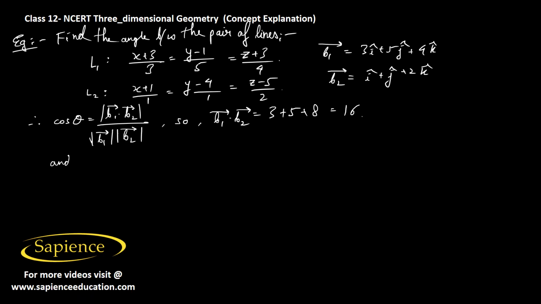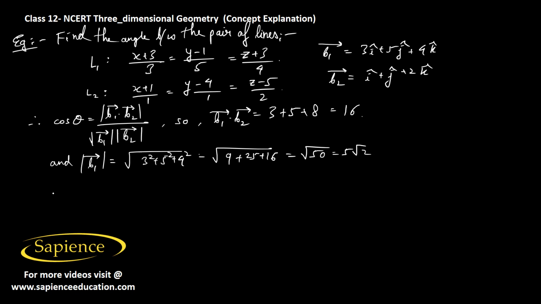And then the magnitude of B1 vector would be equal to square root of 3 square plus 5 square plus 4 square. That would be equal to square root of 9 plus 25 plus 16. So 16 plus 9 is again 25, so that is square root of 50, so that is 5 root 2. And then the magnitude of B2 vector would be equal to square root of 1 square plus 1 square plus 2 square, that is 4 plus 1 plus 1, so that is root over 6.